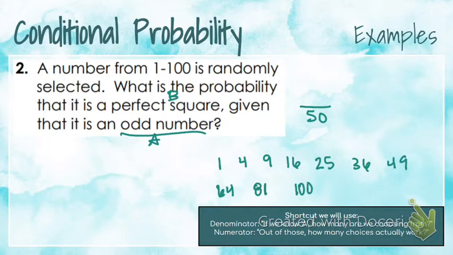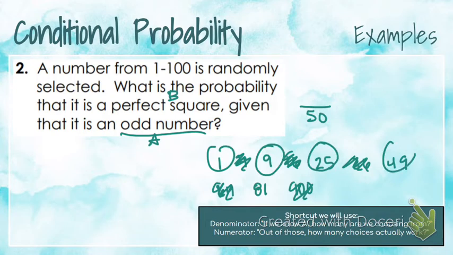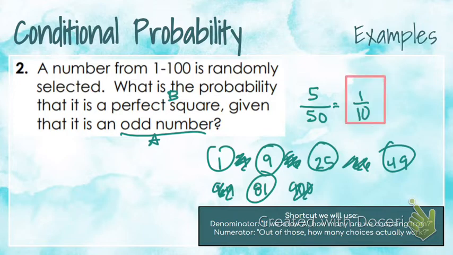So those are all of the perfect squares that are in 1 through 100, but these have to be odd. So they cannot be even. This one, no, no, no, and no. So we have 1, 2, 3, 4, 5 different options out of the 50 choices, which is 1 out of 10.